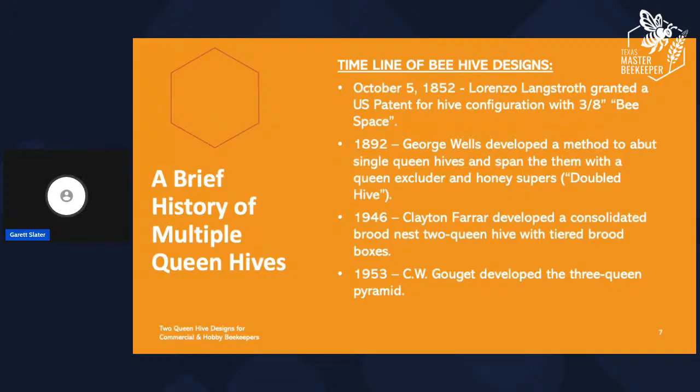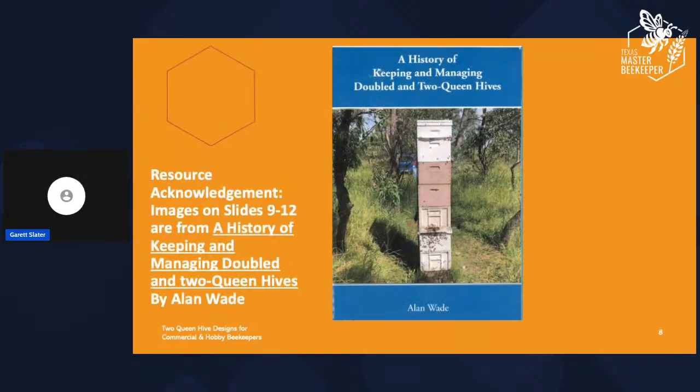And then the next milestone date I've got here is 1946. That's when Farrar himself, after conducting his research and seeing the impact that bee population has on honey production, came up with a multi-hive concept that I'll share with you as well. And then the last one I've got noted here is 1953. A gentleman by the name of Gauguet developed a 3-queen pyramid. So his thinking was, well, if 2 queens are good, 3 have got to be better. It was a unique approach, but it never really caught on widely.